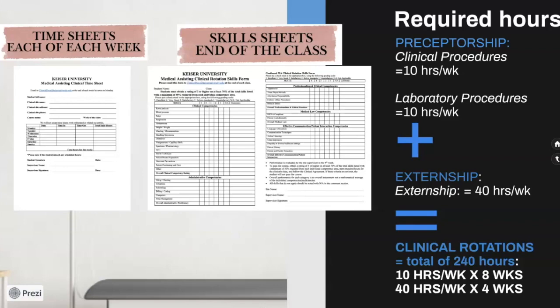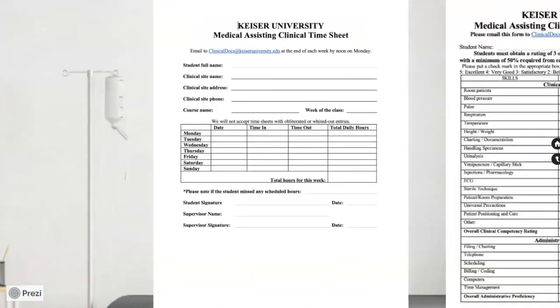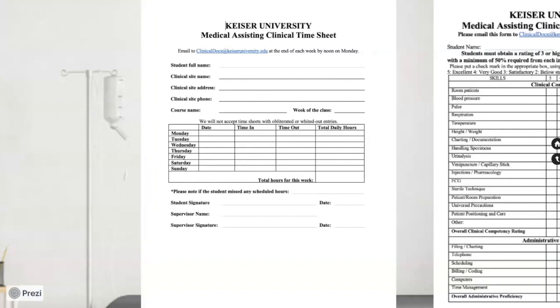Now let's take a closer look at these documents. You have a timesheet. You'll be filling out your name, the site information, the course name, and the week of the class, whether it's week 1, 2, 3, or 4. You'll write in the date, the time you were in, the time you were out, your daily totals, and at the end of the week, you'll total your hours for the week, following the guidelines for the course. It must be signed and submitted to the email shown, as well as submitted to your class.